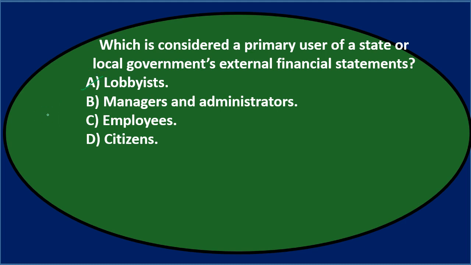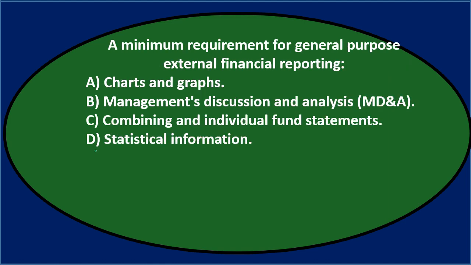B says managers and administrators. Those would be like internal users, as would be employees, versus the citizens, which you would think would be the external users. Like for-profit accounting, we're typically geared towards those external users, in this case being the citizens. So it doesn't look like it's the internal managers or the employees. We're really geared towards D, final answer, citizens. Which is considered a primary user of a state or local government's external financial statements? D, citizens.